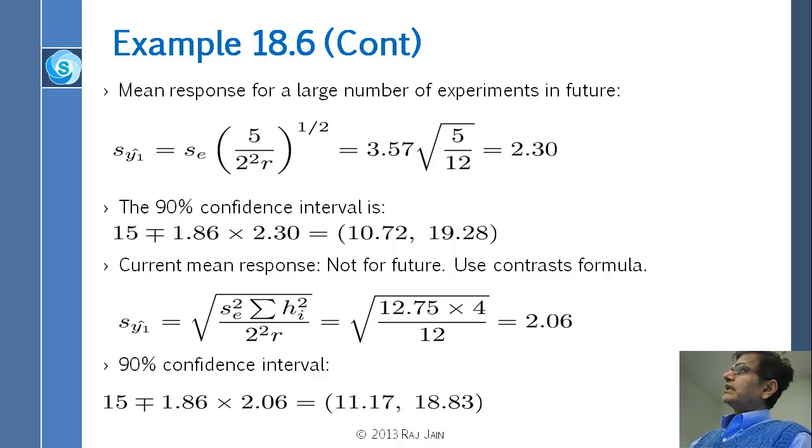The QAs will add up to 0, not the XAs. So for that the hi's will add up to 4. The sum of the hi squares is 1 squared plus 1 squared plus 1 squared plus 1 squared, 4 times. And then you get this standard deviation using the contrast formula and you get the confidence interval for the current mean for that row.